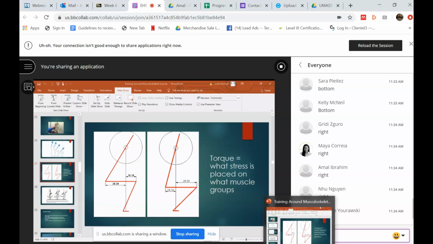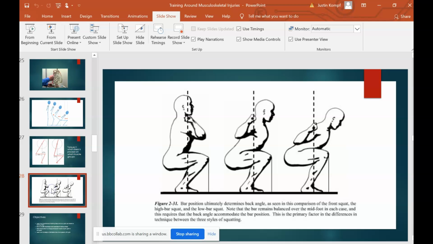Yeah, good. Let's say somebody has knee pain. Which squat variation might you want to try? All the way to the left, which we'll call A, middle B, or C. Somebody has knee pain. Which one do you think we want to try?